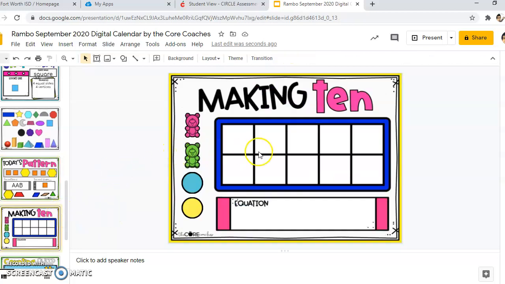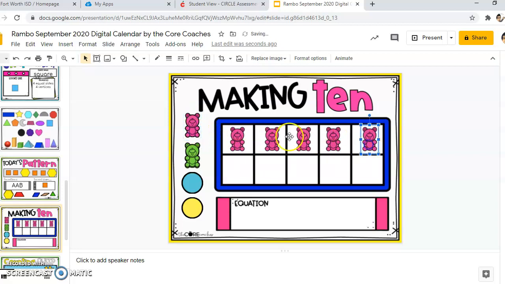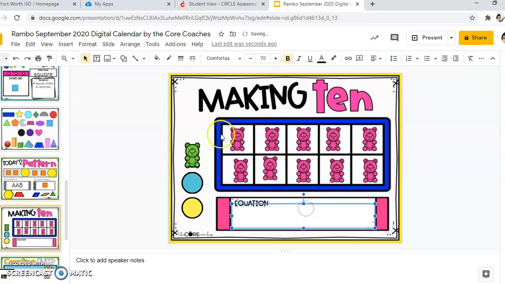Now let's move on to making 10. So now that today is the 10th day of school, we can make 10. Let's do 1, 2, 3, 4, 5, 6, 7, 8, 9. Ooh, I ran out of purple ones. 10. Alright, again you'll notice our 10 frame is filled up, so that makes it 10. So let's write that down. 10 plus 0 equals 10.